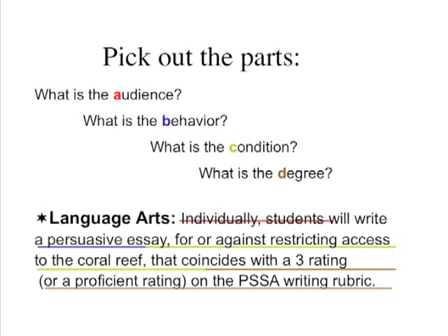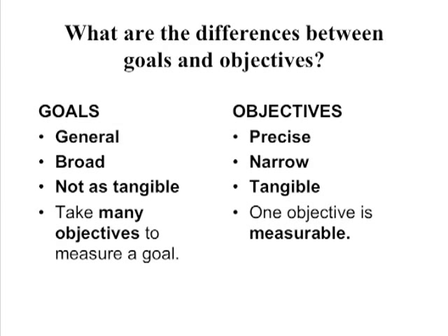So now let's review goals and objectives. Goals are general. Objectives are precise. Goals are broad. Objectives are narrow. Goals, they're not as tangible. Objectives, they really are tangible. It takes many objectives to measure a goal. One objective is usually measurable.